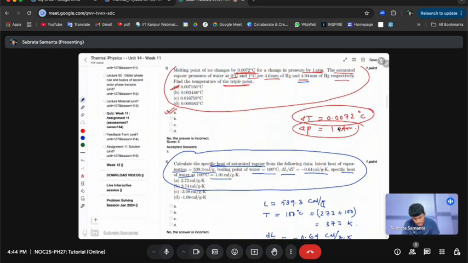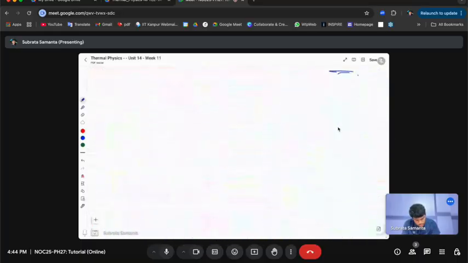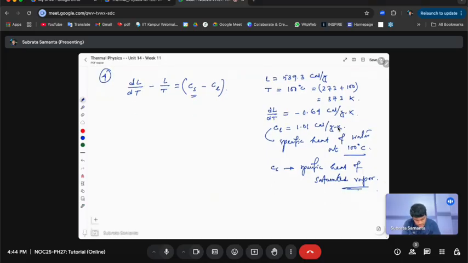Sorry, the specific heat of saturated vapor, not solid. So liquid to saturated vapor, so the specific heat of saturated vapor, you have to calculate this. Sorry, so this is not a solid. So Cs is the saturated vapor Cs, and Cl is the specific heat of water.